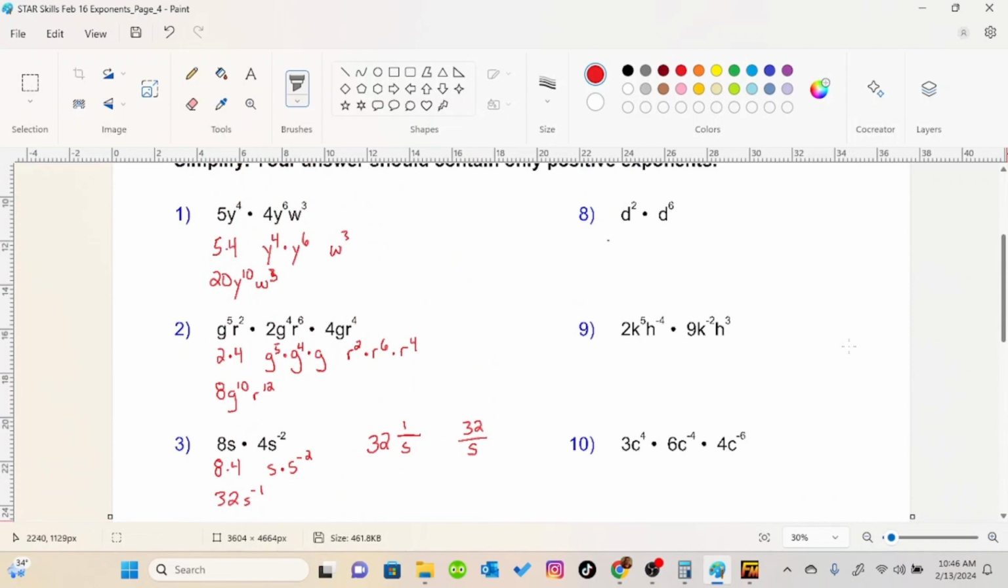Number 8. D squared times d to the 6th. 2 plus 6 is 8. So our answer is d to the 8th.